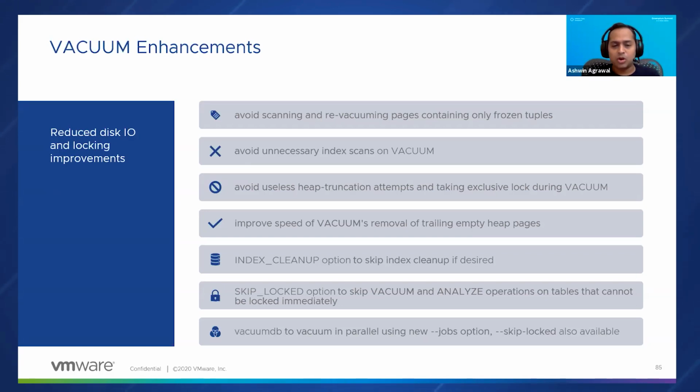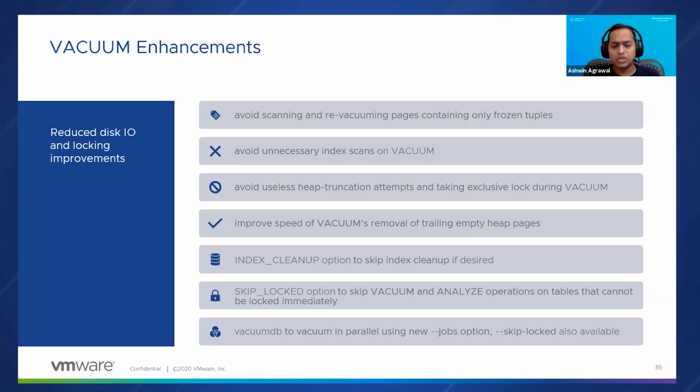Plus, we are providing more options to the users. There would be an option to choose whether you want to do index cleanup or delay the index cleanup during vacuuming. There is also an option to skip locked tables: if you are able to acquire a lock on the table, perform vacuum on it, but if a concurrent transaction holds a lock on it, skip that table and move forward. All those capabilities help so that it does not disrupt the running workload, but still allows the maintenance activity to be done on the system.